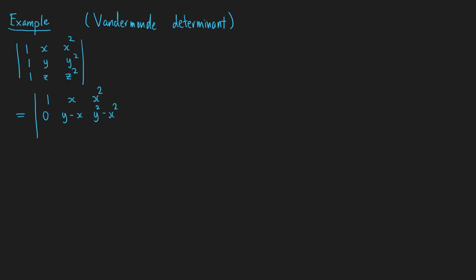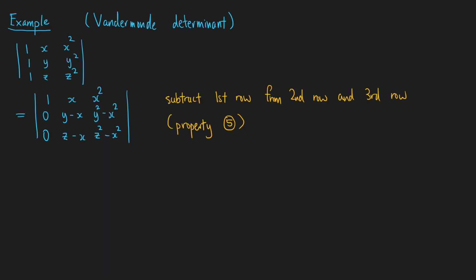Let's finish with an example of a determinant which can be simplified using various properties. Consider the determinant with rows 1, x, x squared; 1, y, y squared; 1, z, z squared. This is called a Vandermonde determinant. To begin, we observe that the first column is all 1s, so we can subtract the first row from the second row and the third row to create zeros, and we note that the determinant remains unchanged by property 5.